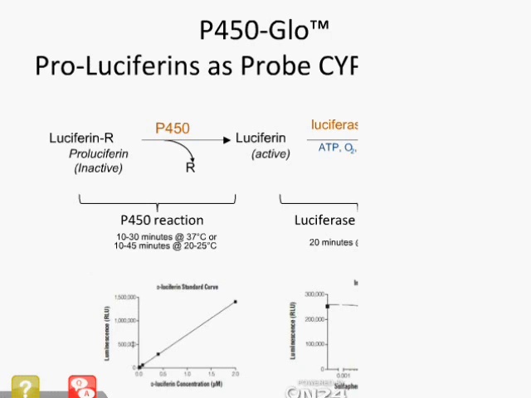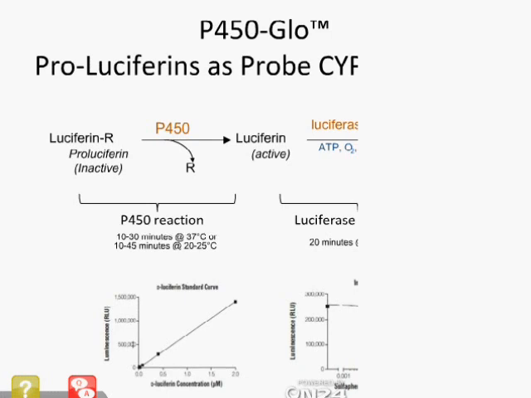Conversely, on the right-hand side, this is an example of what an inhibited enzyme reaction would look like. This is a sulfaphenazole titration. Sulfaphenazole is a known 2C9 inhibitor. So at higher concentrations of sulfaphenazole, you'll see a decreased light output. Low concentrations to no concentration of sulfaphenazole, you'll see a high output of light.